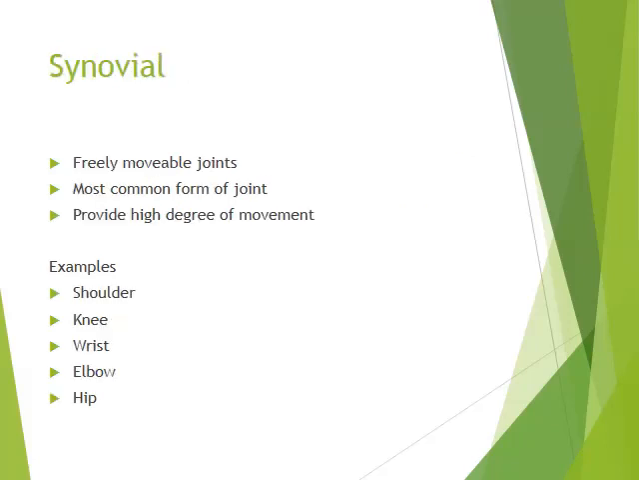Synovial joints are the most common joints in the human body. They are freely movable. They provide a high degree of movement, and some common examples are the shoulders, knees, wrists, elbows, and hips. We can also classify synovial joints further, which will be detailed in the next couple of slides.